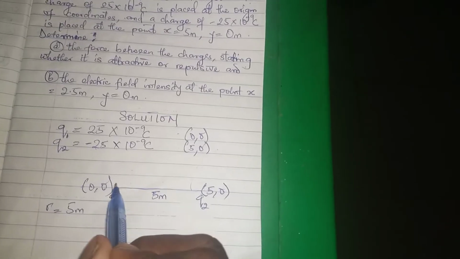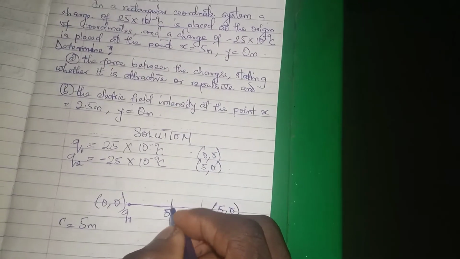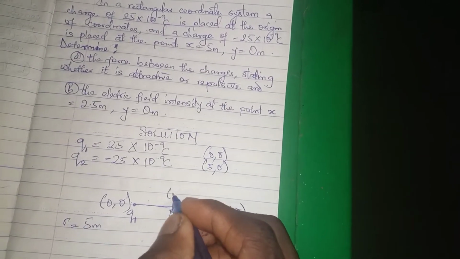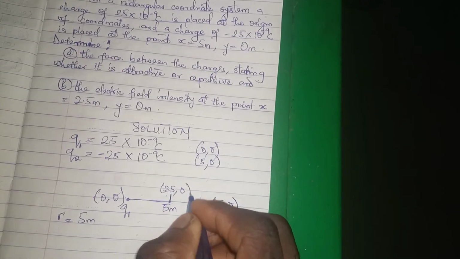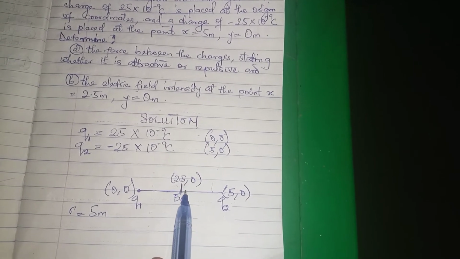Now, why did we know it's in between? Because it said X is 2.5. Definitely you would have moved 2.5 before you complete 5. So definitely it's even halfway. So let's call this point 2.5. Then Y is also 0. So let's say they're asking us to calculate the electric field intensity at this point.